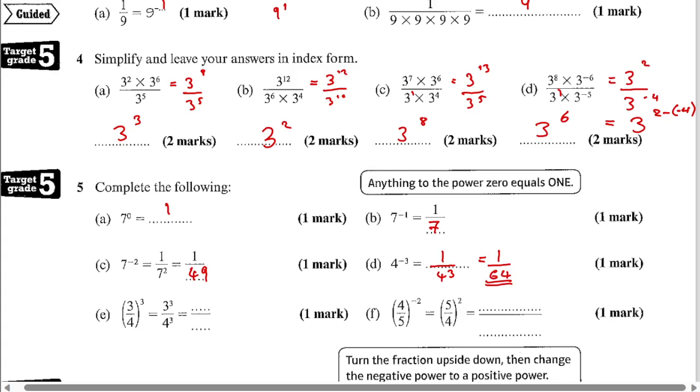For this one then, 3 cubed is 3 times 3 times 3, so that's 9 times 3, which is 27, and then we've just said that 4 cubed is 64, that would be 64.